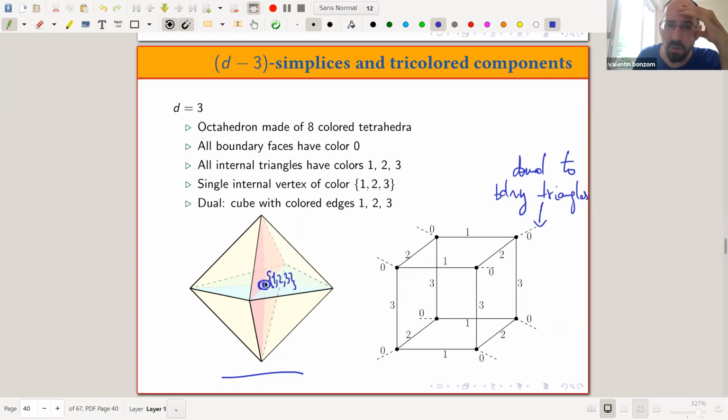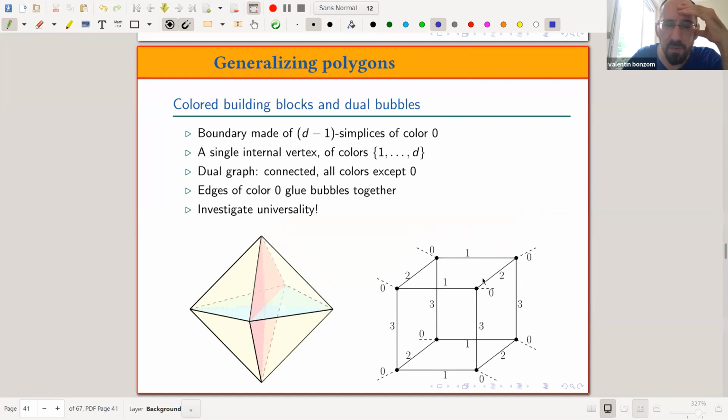Okay, so dual to, basically the vertex that's in the middle of the octahedron is represented by the cube. And so this is my generalization of polygons to higher dimensions. They are objects that are made of tetrahedra, where all the triangles of color 0 are on the boundary.